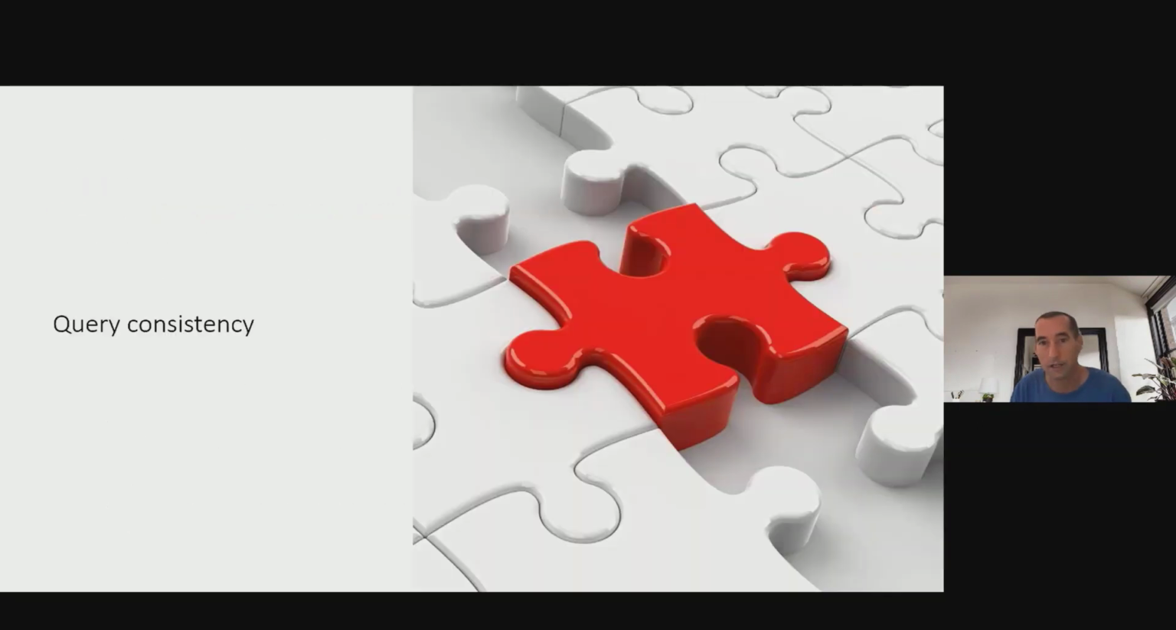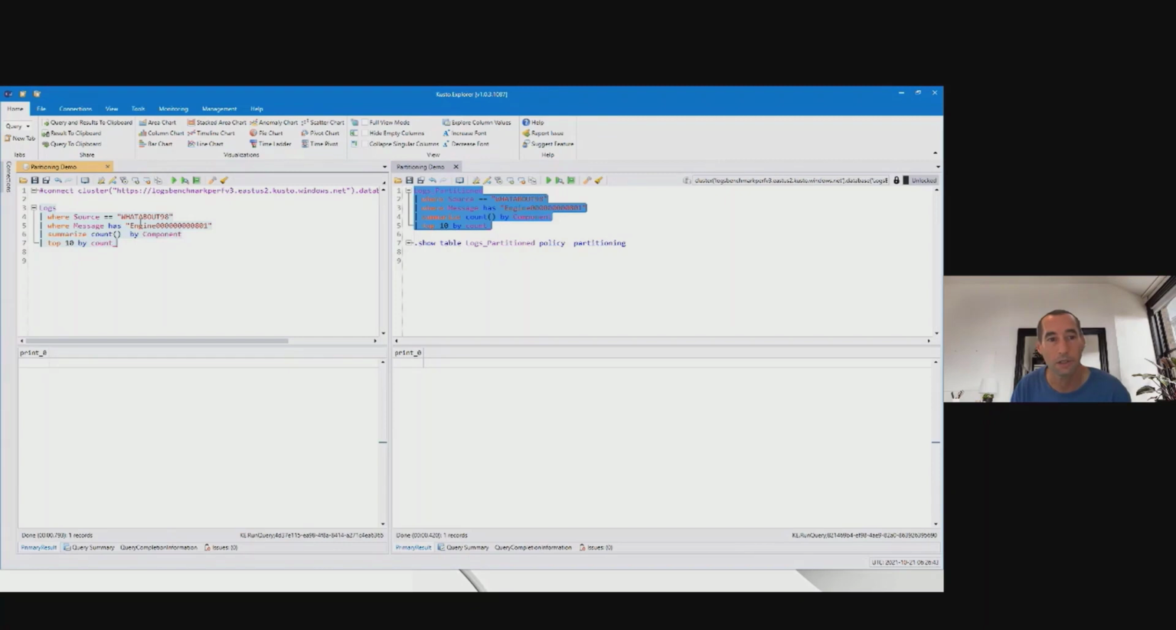Let's look at another demo. This time, look at the demo for the partitioning. In this example, I'm looking at a data set that has 4 billion records. I created a partitioning. I have a logs table that is not partitioned, and then I have a logs partition table where I apply the partitioning on the source column.